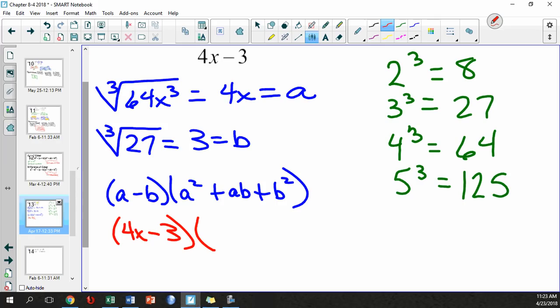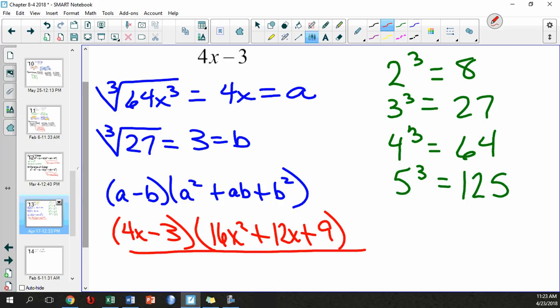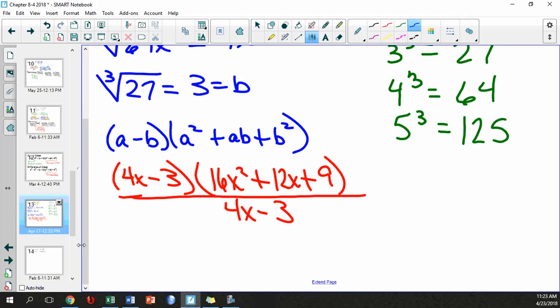Go to the next one. It says to take A and square it. So what is 4x times 4x? 16x squared. Then it says to take A times B. Well, what is 4x times 3? 12x. And then it says to take B squared. What's 3 squared? 9. All over my denominator of 4x minus 3. Okay, now from here, what did I tell you is going to happen with this right here? It's irreducible. You cannot factor that any further. So you are done with that part of the polynomial.